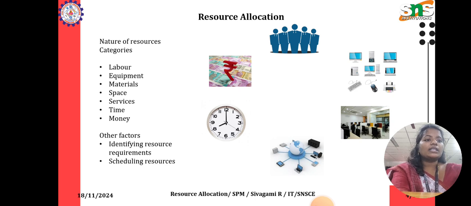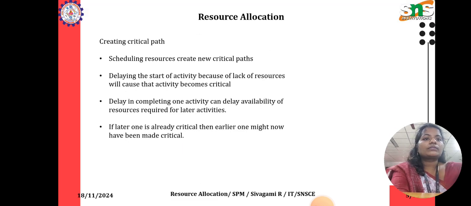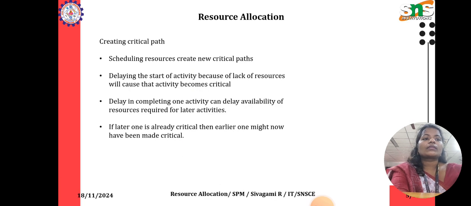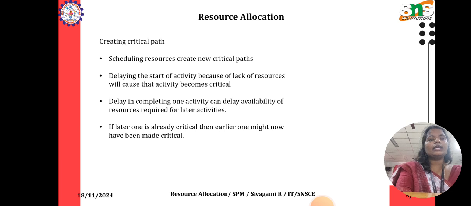The other factors are also given: identify the resource requirements and then schedule the resources. The first method we are going to use is creating a critical path. Scheduling resources may create new critical paths.